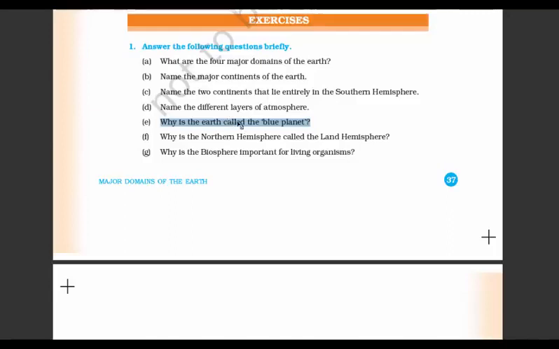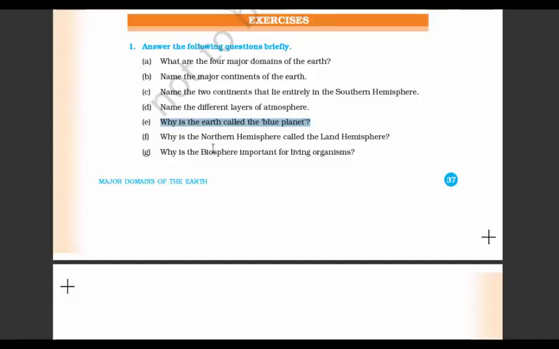Fifth question, why is the Earth called the blue planet? More than 75% of it comprises water, and 99% of that is ocean water, which is salty, and hence this is called the blue planet. Sixth question, why is the northern hemisphere called the land hemisphere? It is called the land hemisphere because most of the continents lie in the northern hemisphere.